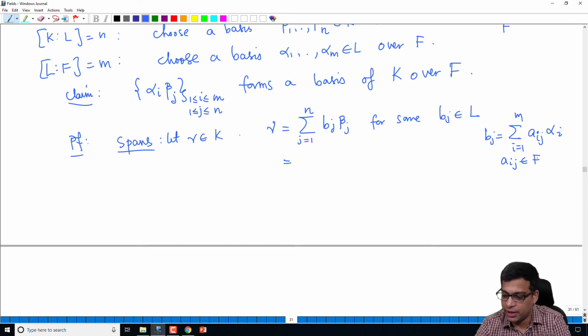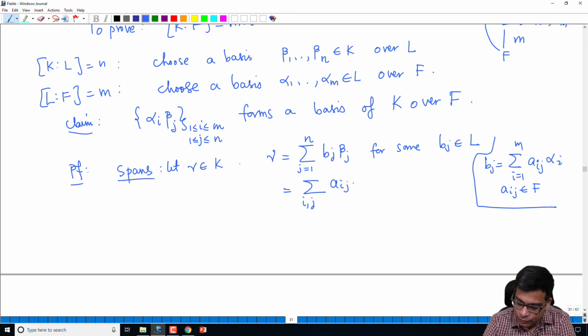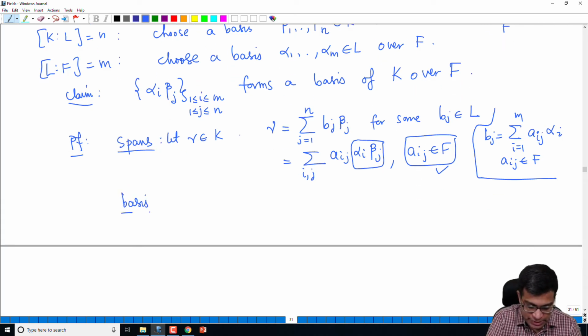So because bj are in L and alpha 1 through alpha m are an F basis of L, each bj can be written as a linear combination of alpha i's. So I am going to write both of them together and write this as summation aij alpha i beta j, right? So gamma can be written as a linear combination of alpha i beta j with coefficients in F, that is the whole point. These are the supposed basis elements, so we have expressed any arbitrary element as a linear combination of this with coefficients in F.